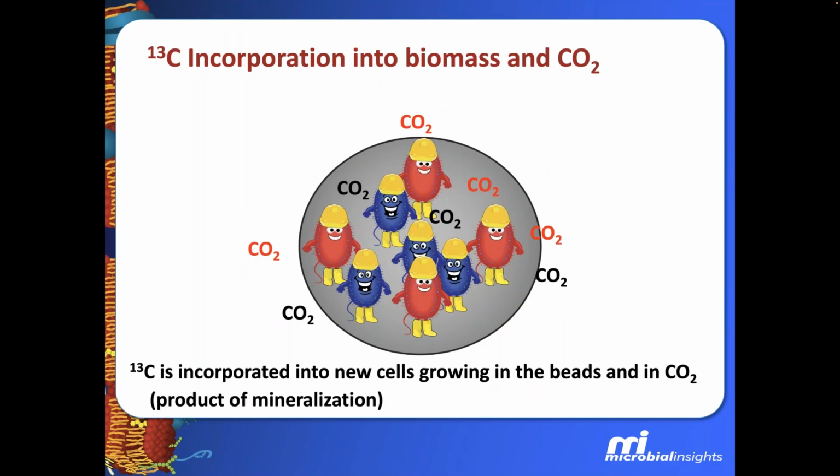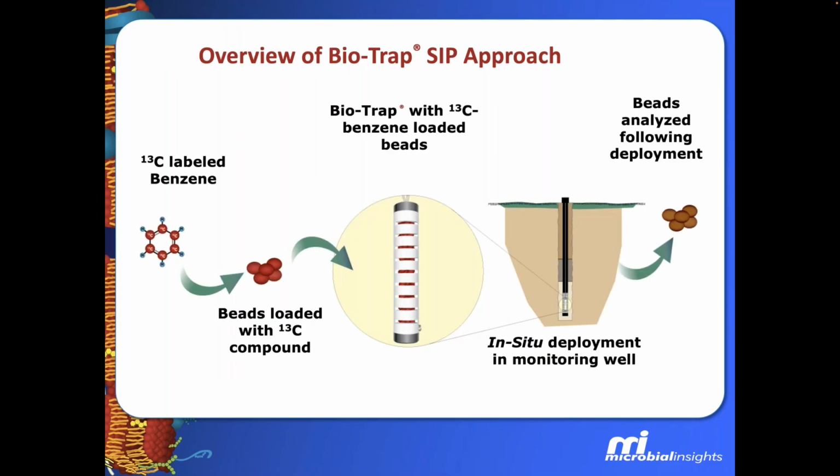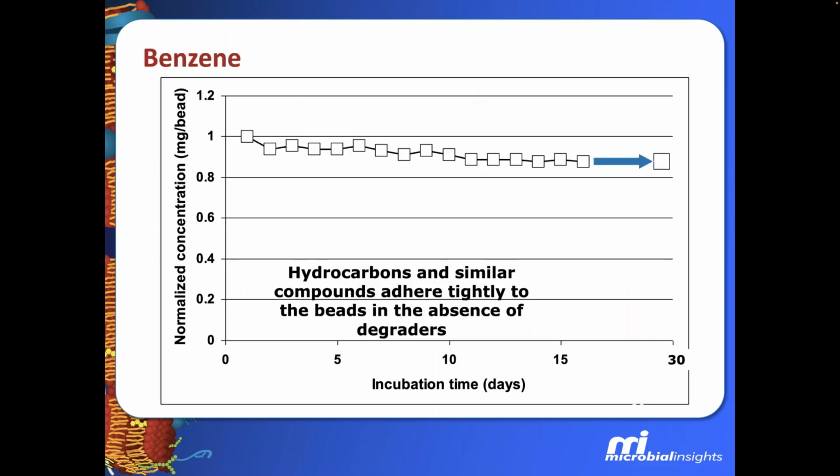And as they do so, where does that carbon-13 go? That carbon-13 goes into biomass, and it goes into products of mineralization. Under aerobic conditions, that's CO2. Under anaerobic conditions, it may be CO2 and methane. So to summarize an overview of the biotrap approach, again, C13 compound loaded onto the beads, it goes into the biotrap. It goes into a groundwater monitoring well, and then we analyze those following incubation.